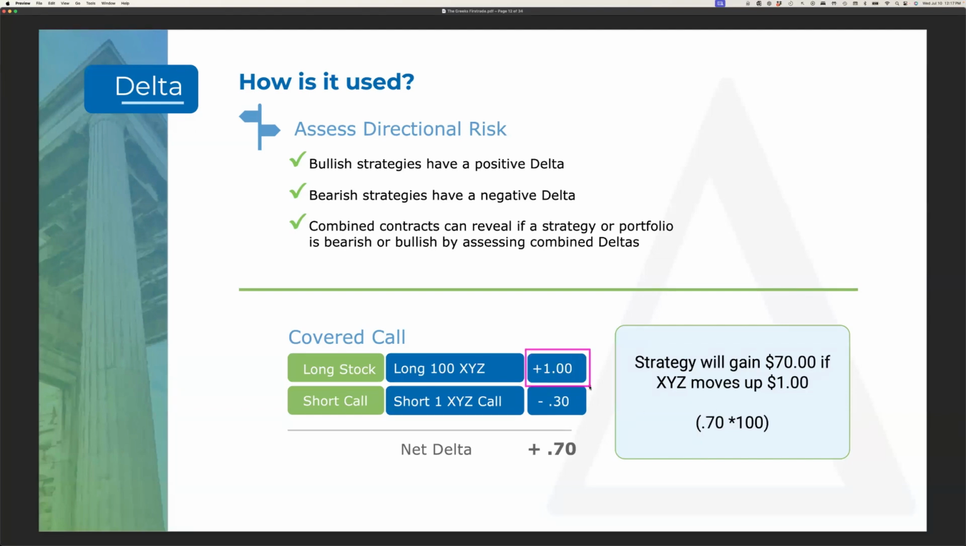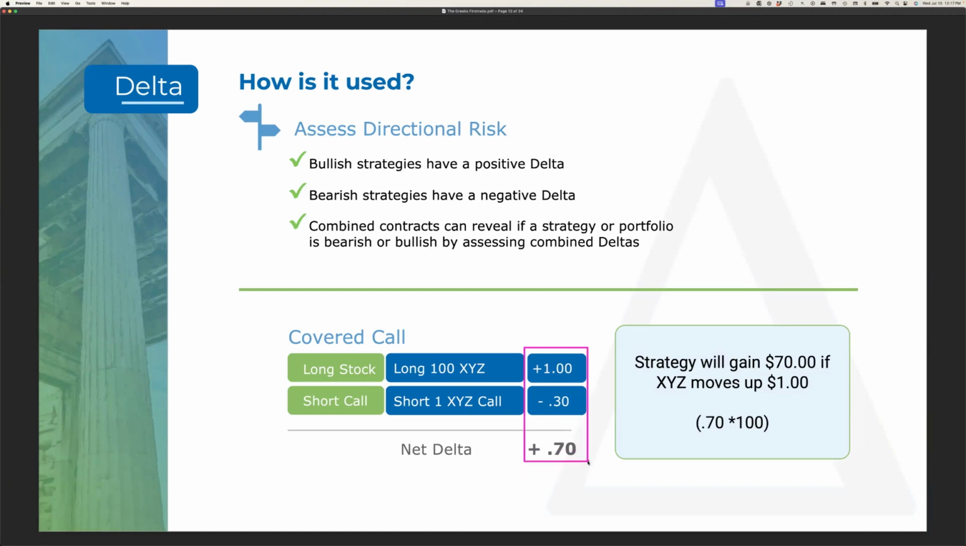That has a delta of 0.1, right? Because a stock gives you dollar for dollar exposure. And then let's say you're short an XYZ call with a delta of negative 0.3 because you're short the call option. So that's why you have a negative delta. Well, you can add these two together, and what you can see is your net delta is 0.7.